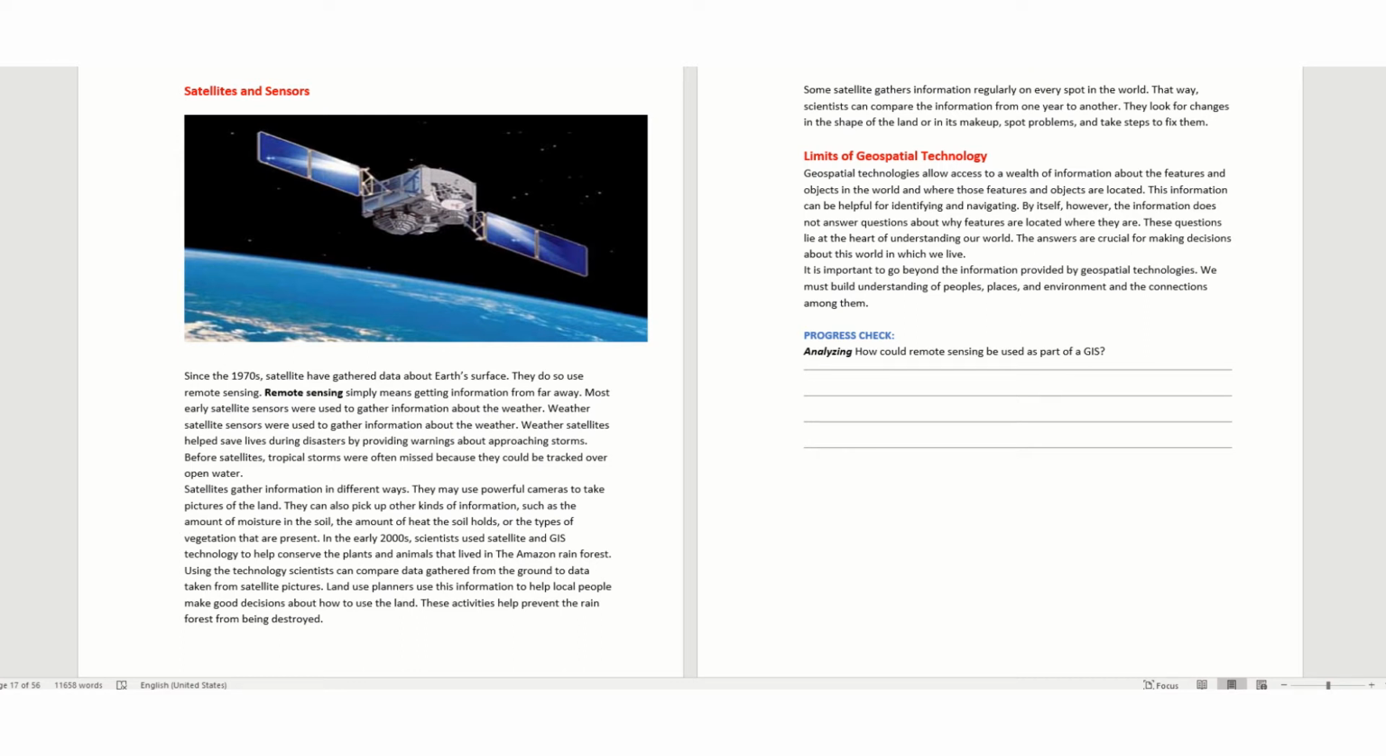Today we'll be talking about the satellite and sensors. In this lesson, mostly we'll be discussing how a satellite is collecting data and transferring it into actual or practical applications, and the role of satellites and what exactly a satellite is.